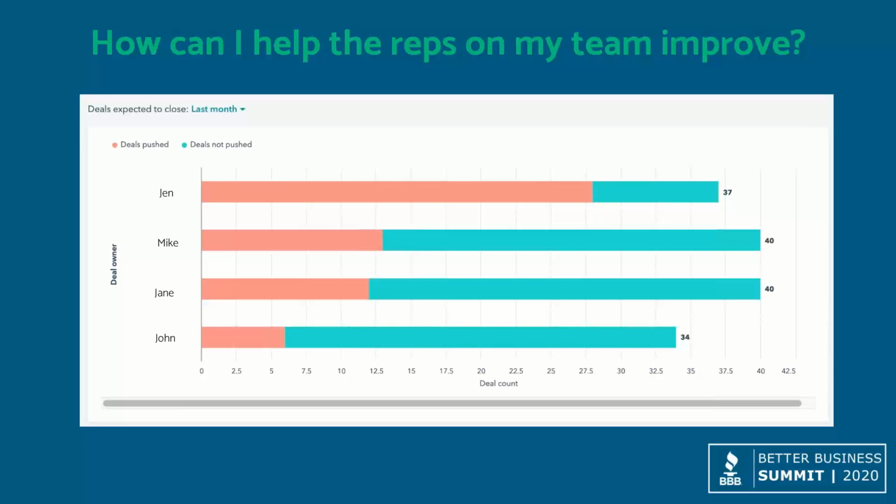Or, hey, it looks like Jen has had a lot of deals push their close dates from this month to the next month. Maybe work with her on her proposal presentation process so she can get those deals closed when they're supposed to close. Or maybe she's not forecasting her close dates properly and she needs to get better at understanding how long it really takes for deals to close. And we can look at those other reports to help her see that.